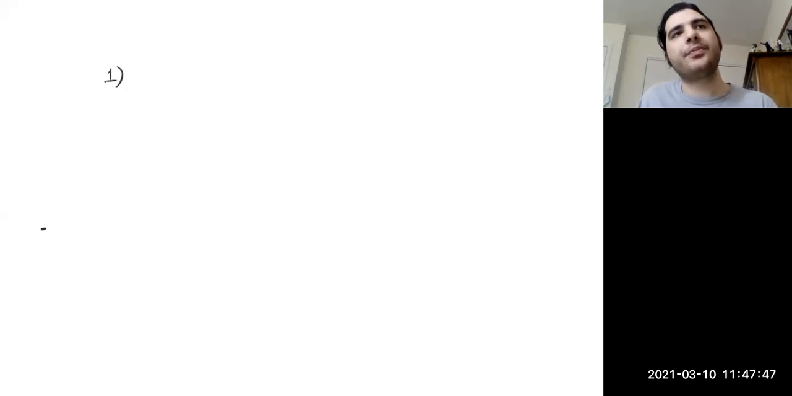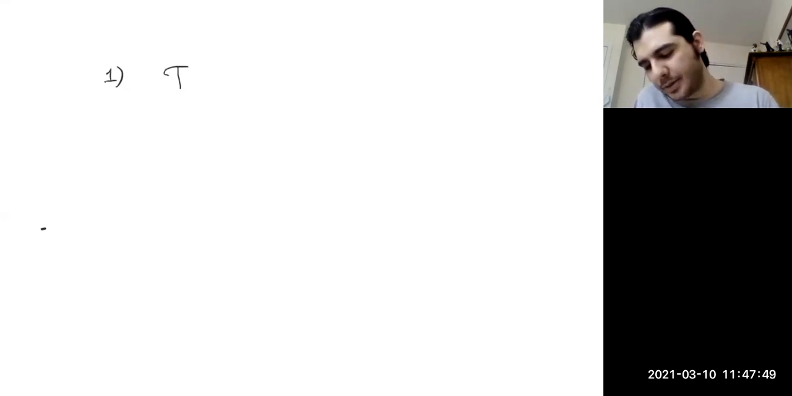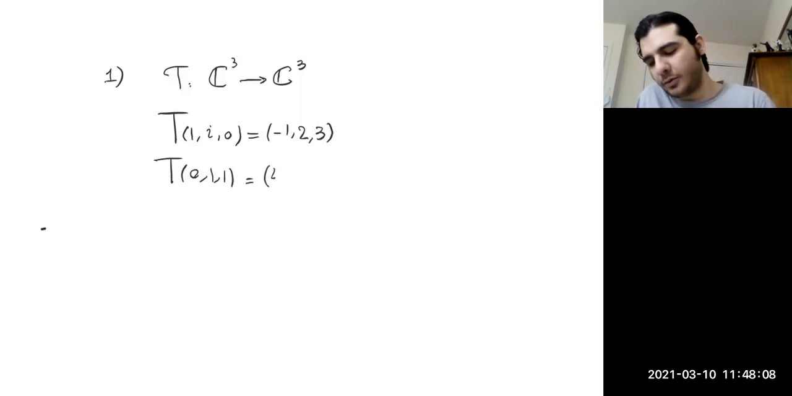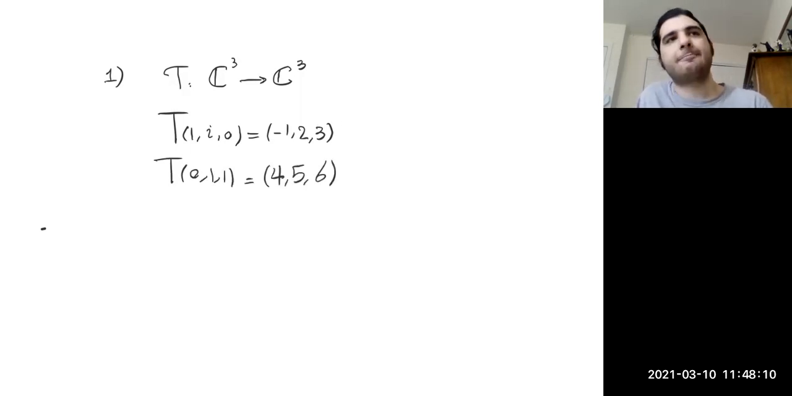So the first problem was this one. Problem number 1. We had a linear map. Suppose T is a linear map from C3 to C3, such that T of (1, i, 0) is equal to (-1, 2, 3), and T of (0, 1, 1) is equal to (4, 5, 6).